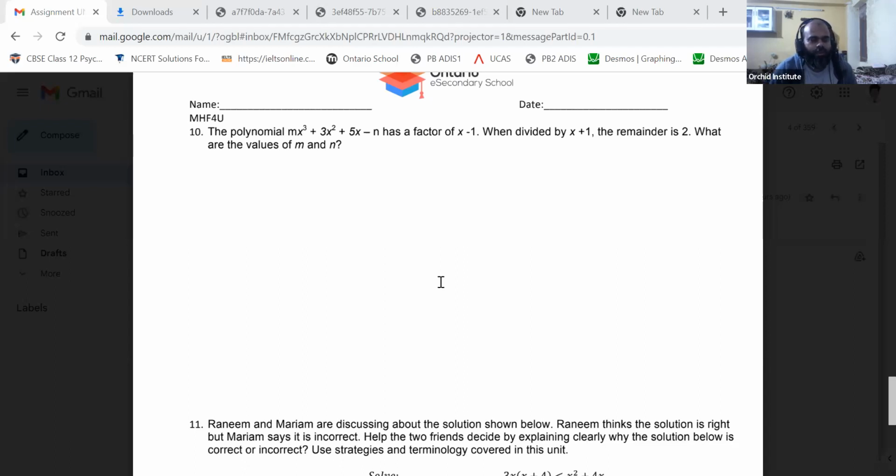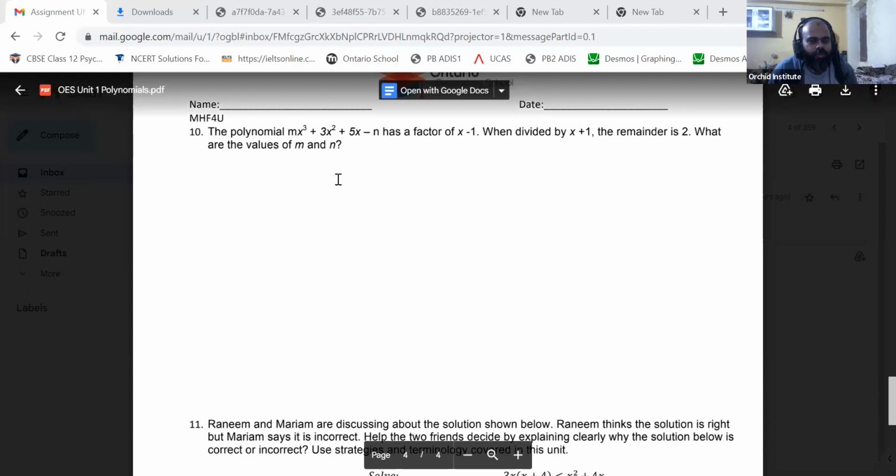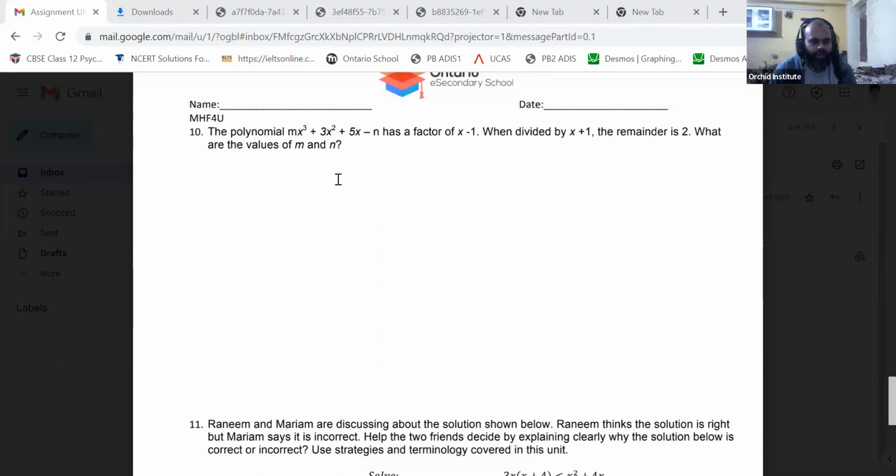Okay. This one. The polynomial mx cube plus 3x square plus 5x minus n has a factor of x minus 1. When divided by x plus 1, the remainder is 2. What are the values of m and n? So actually you have x plus 1 into a quadratic plus 2. So you can write it like this. So simply the division lemma is there, Euclid's division lemma. It says, polynomial division basically.